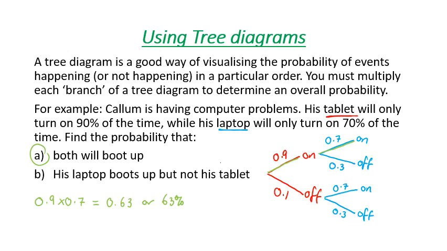For our second question, it says his laptop turns on, but his tablet doesn't. So the tablet is off, but the laptop is on. So we have 0.1 multiplied by 0.7, which is equal to 0.07, or 7% of the time.